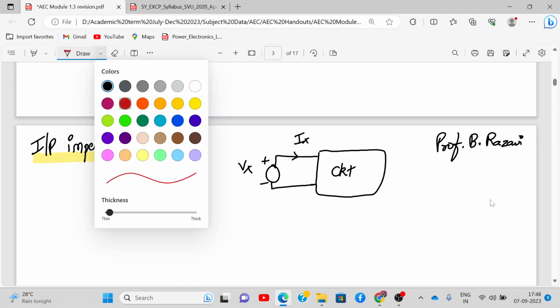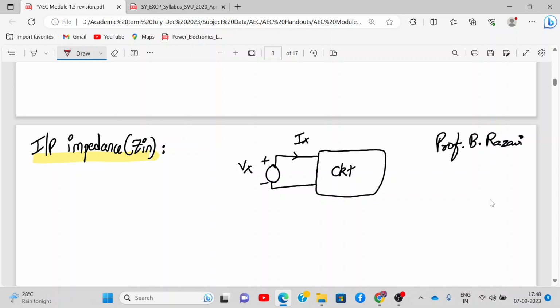We consider the entire circuit inside the box. We apply a test source, Vx, and Ix is the current flowing. So what will be Zn? Zn will be Vx upon Ix. Did you get it? And this is the technique we will apply.